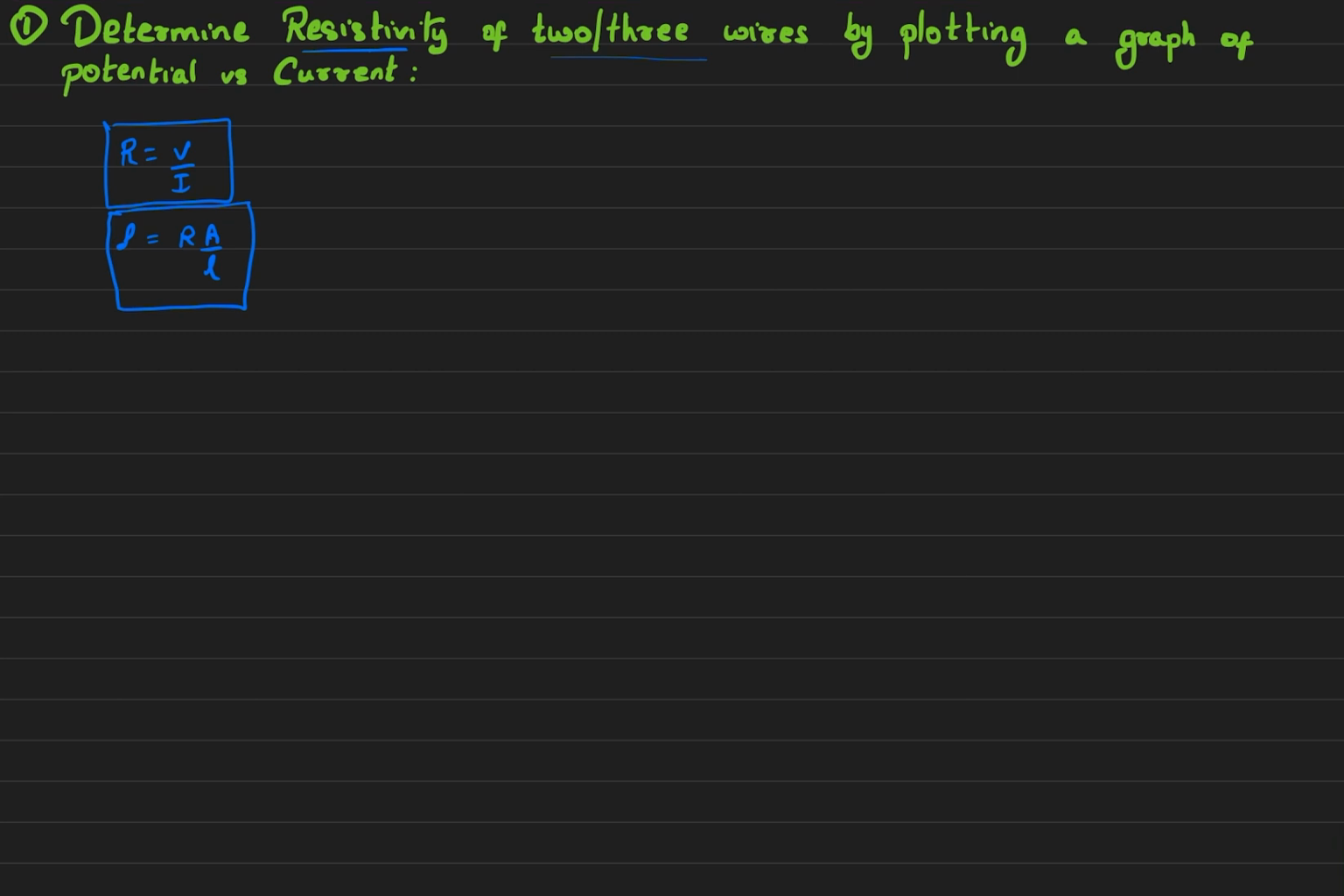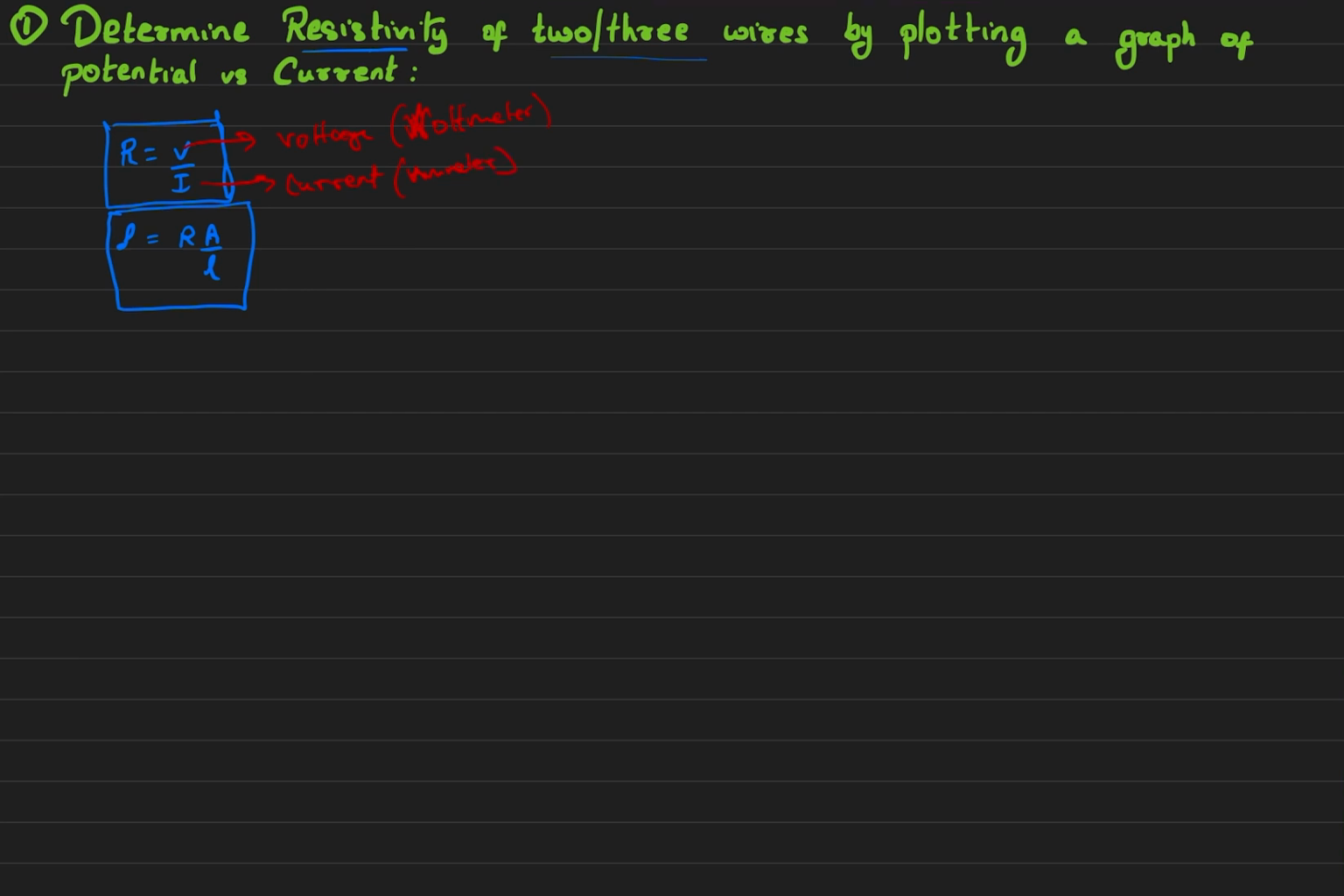Now the circuit diagram for this. Since we need potential, we are going to change the potential. To find resistance, what do we require? We require voltage and we require current. Voltage is measured by a voltmeter, whereas current is measured by an ammeter.